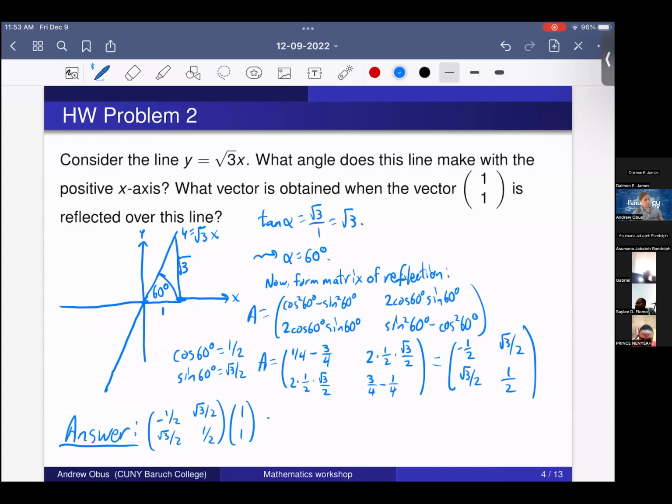And that's the same thing as 1 times minus 1/2, root 3 over 2, plus 1 times root 3 over 2, 1/2. And this is going to be equal to root 3 over 2 minus 1/2, and then root 3 over 2 plus 1/2, which is going to actually be about 0.366 and 1.366.